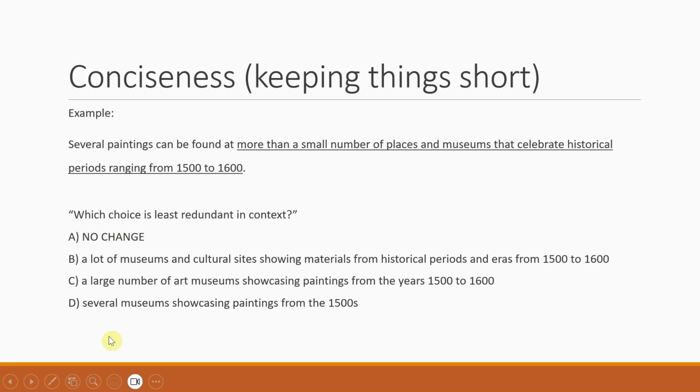So right off the bat, I'm going to go straight at D, because that one is clearly the shortest. So I want to read it, plug it in, and see is it grammatically okay, and is it too vague? So several paintings can be found at several museums showcasing paintings from the 1500s. That makes perfect sense. It's not too vague, other than the fact that it's not telling me what type of paintings it is or what type of museums or which specific ones, but none of my answer choices are telling me that, so it doesn't matter. So my answer is D, because it's the shortest and it's not vague.